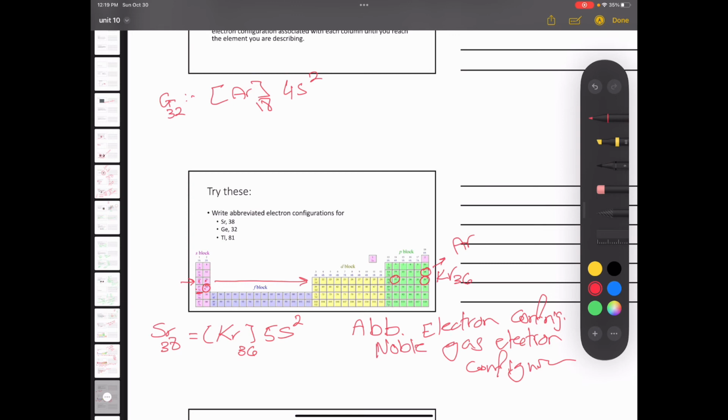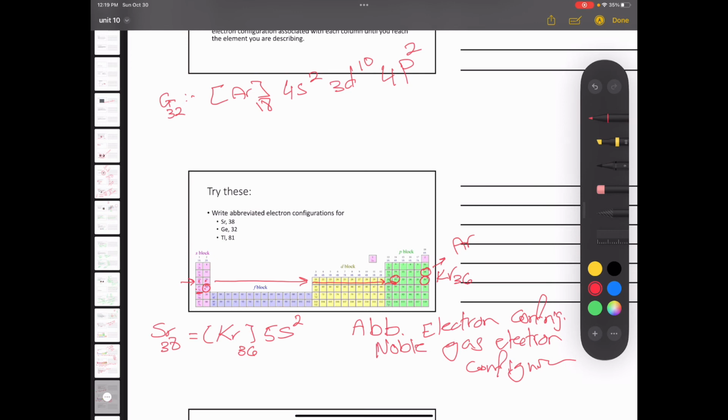Next, I have the 3d. Do I have the 3d all full? Yes, because I am going all the way to the end of the 4d, so that's going to make it 3d10. Now, next, I have only 2 blocks in the p block, so that makes it 4p2. So that's for the germanium.